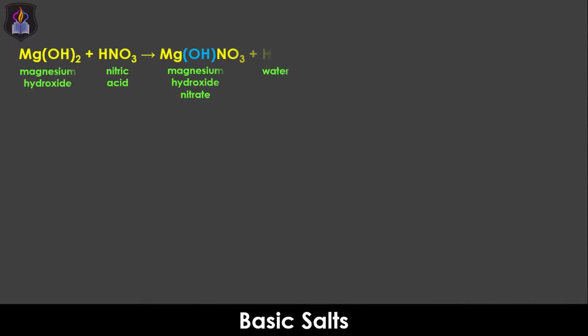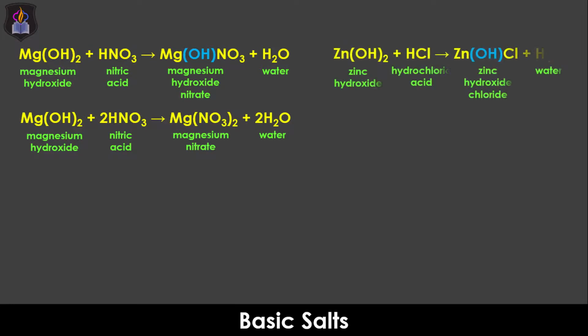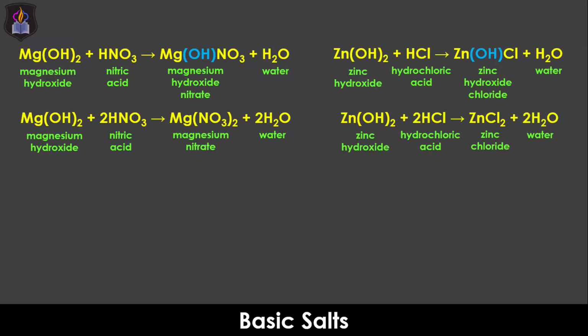Next is basic salts. Magnesium hydroxide nitrate is formed when nitric acid is not enough to completely neutralize magnesium hydroxide, as seen in the equations of reaction. Zinc hydroxide chloride is a product of the incomplete neutralization of zinc hydroxide by hydrochloric acid. While 2 moles of the acid are required to completely neutralize 1 mole of the base, 1 mole of the acid will only lead to the formation of a basic salt, as shown in the equations of reaction.